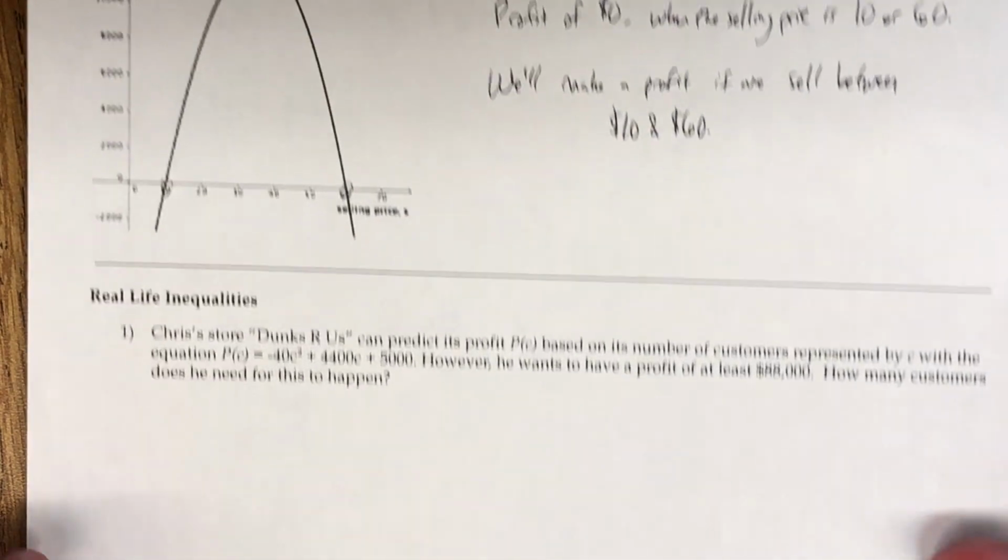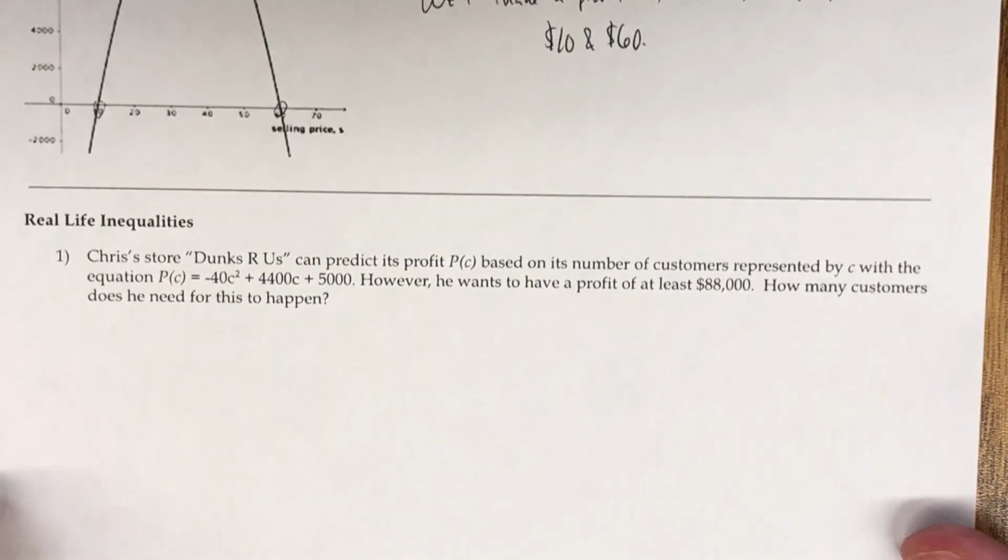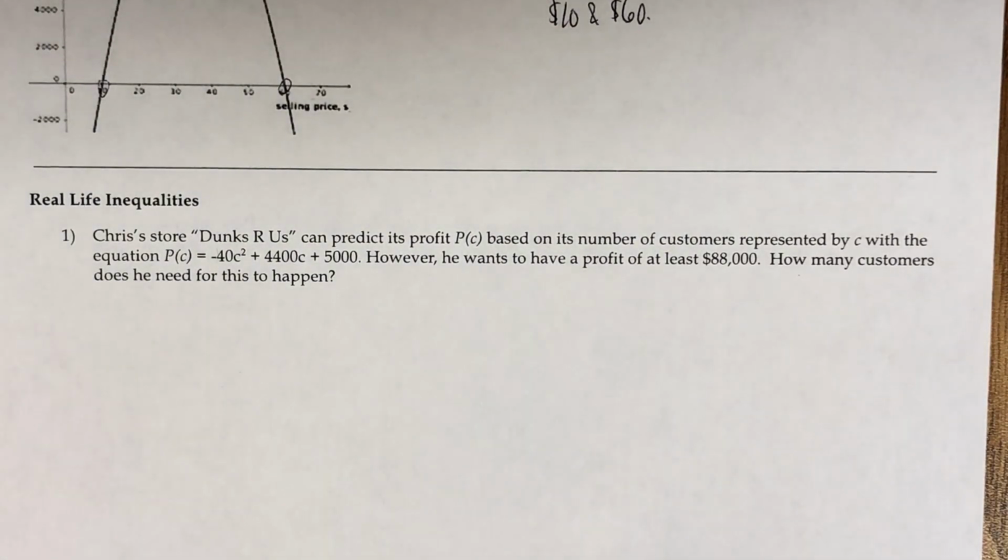All right, so let's look at some problems here. It says, Chris's store, Dunks R Us, can predict its profit P of C based on its number of customers, represented by C, with the equation P of C equals negative 40C squared plus 4,400C plus 5,000. However, he wants to have a profit of at least 88,000. How many customers does he need for this to happen?